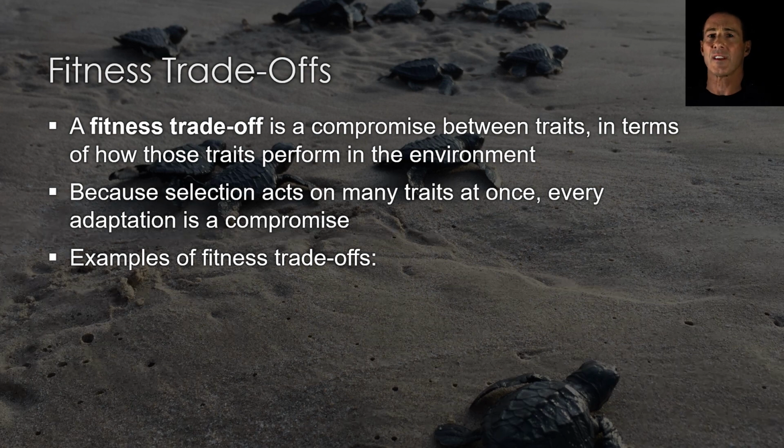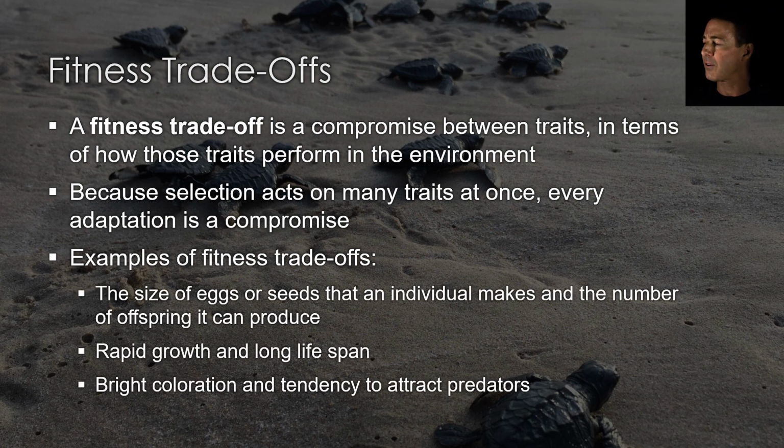Even if large size is advantageous in an environment, there is always counteracting selection that prevents individuals from getting even bigger. Biologists have documented trade-offs between the size of eggs or seeds that an individual makes and the number of offspring it can produce, also between rapid growth and long lifespan, and between bright coloration and tendency to attract predators.